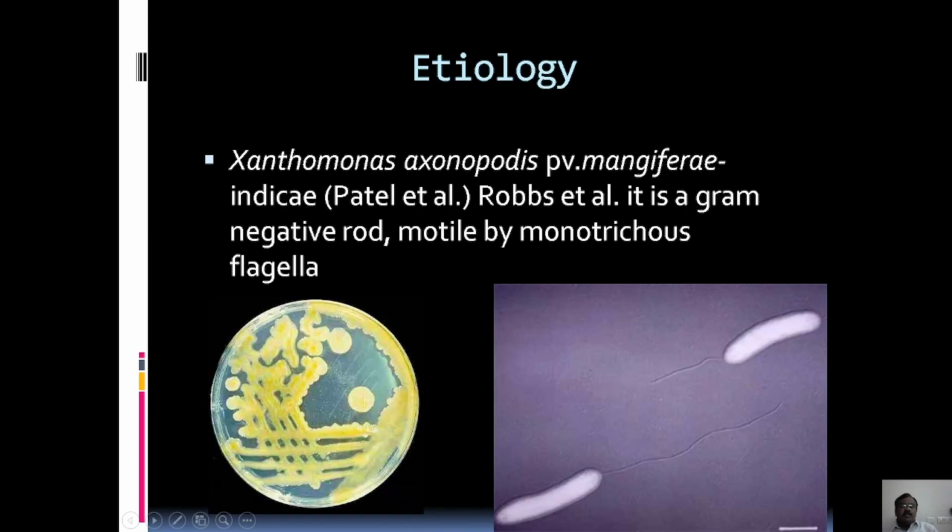And this Xanthomonas axonopodis pv. mangiferaeindicae, it's a gram negative rod shaped bacteria, motile in nature, due to the presence of monotrichous flagella.